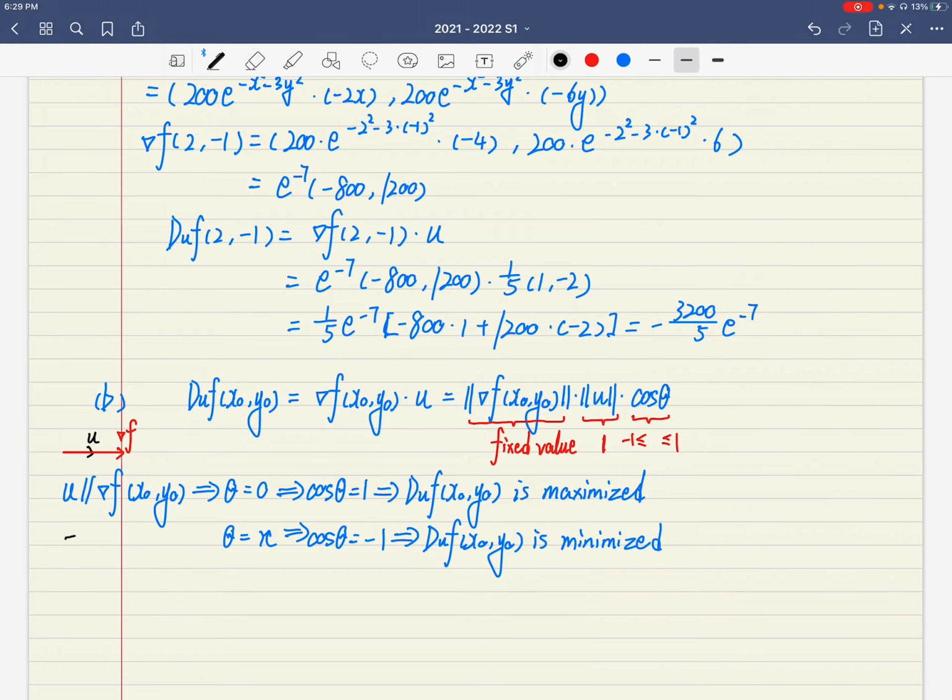Otherwise, this is going to be u and this is going to be the gradient vector. If they are in the opposite direction, that means theta is pi. That's when the directional derivative is minimized.